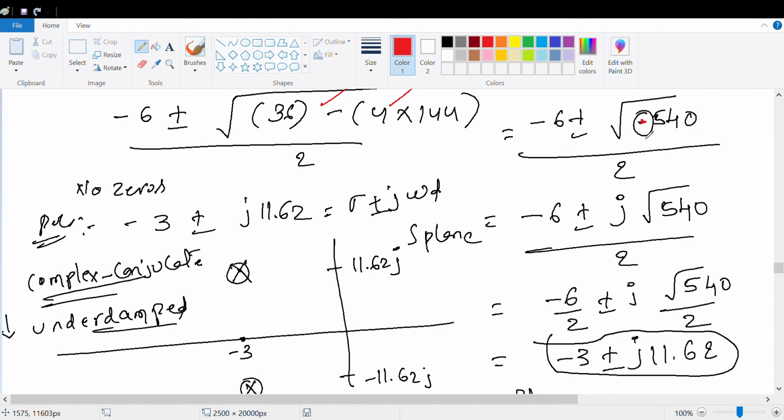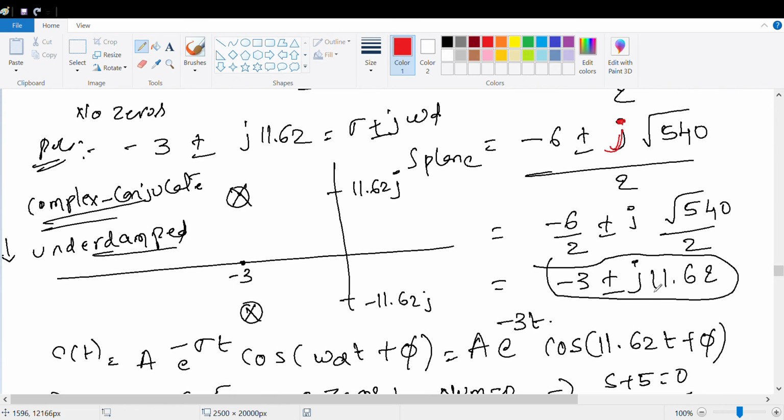If you take the minus sign outside, you get minus 6 plus or minus j square root of 540, all by 2. The roots are minus 3 plus or minus j 11.62. We have to plot these in the s plane, at minus 3 plus or minus j 11.62. Since the roots are complex conjugate, the system is called an underdamped system.